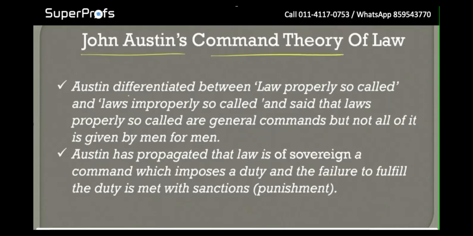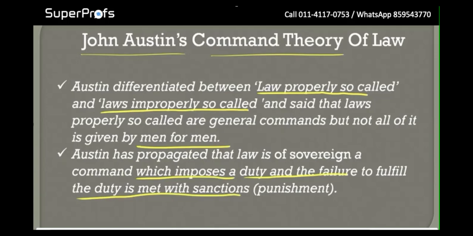What does he tell? Austin differentiated between law properly so-called and laws improperly so-called, and said that laws properly so-called are general commandments, but not all of it is given by men for men. Austin has propagated that law is a command of the sovereign which imposes a duty, and failure to fulfill the duty is met with sanctions, or what we call punishment.